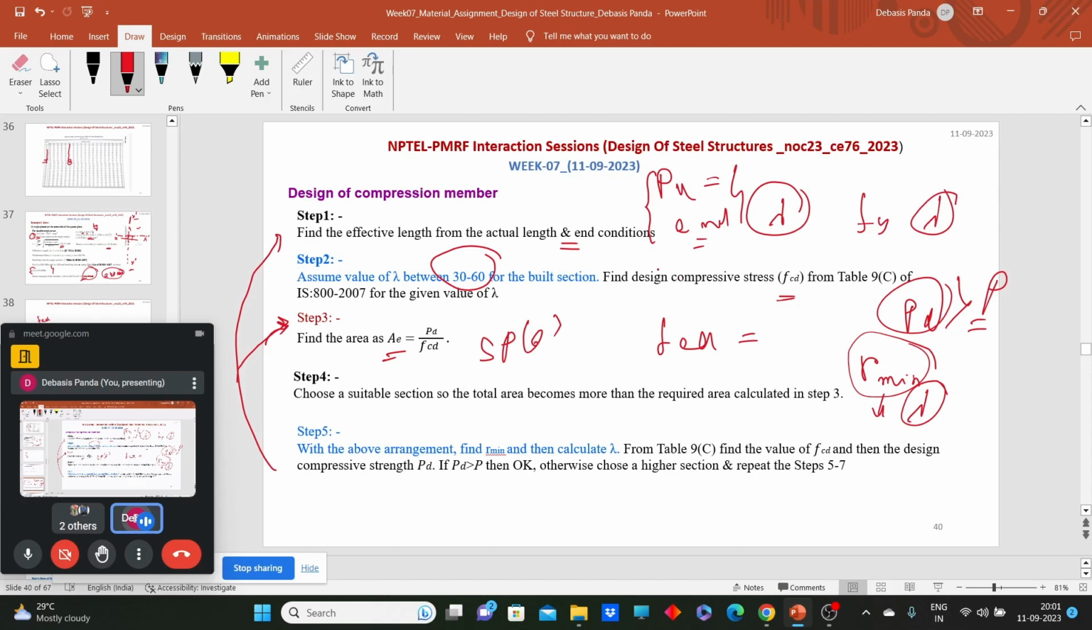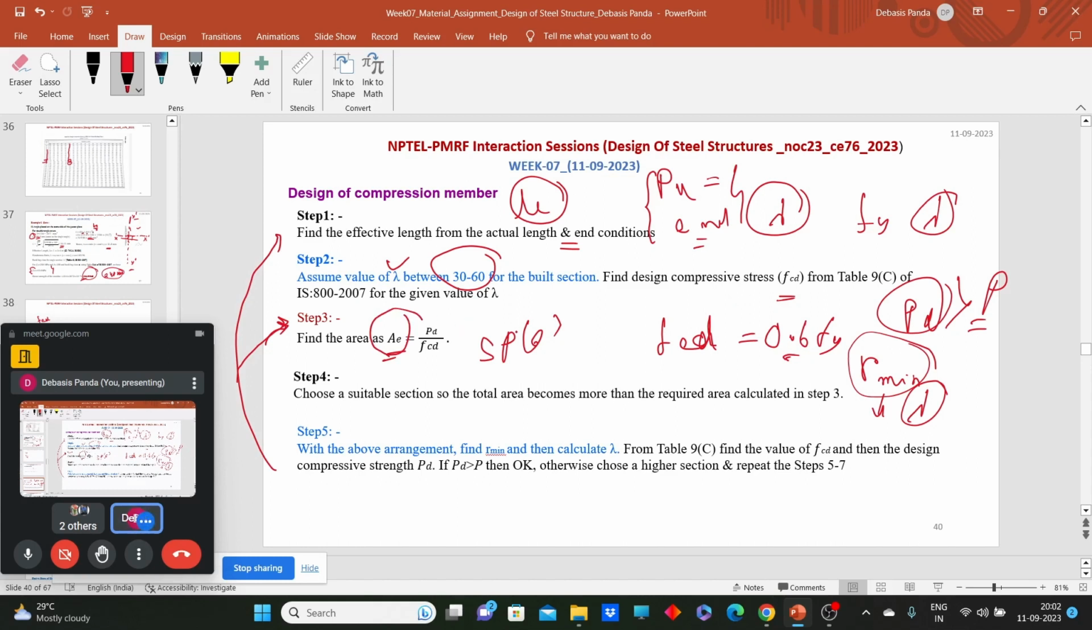So first, what should be the step? First, you need to calculate the effective length of that member based on the end condition. Now you have the effective length, you have L. Now, as I said, either you have to assume the value of lambda, or you have to assume the value of FCD. Like FCD for direct compression and tension, 0.6 into Fy, like that you can assume the values. Now when you have the FCD values, you can calculate the required area.